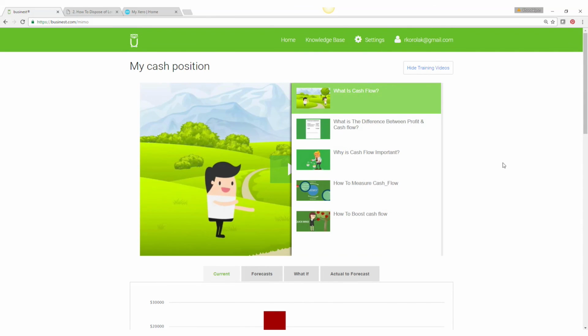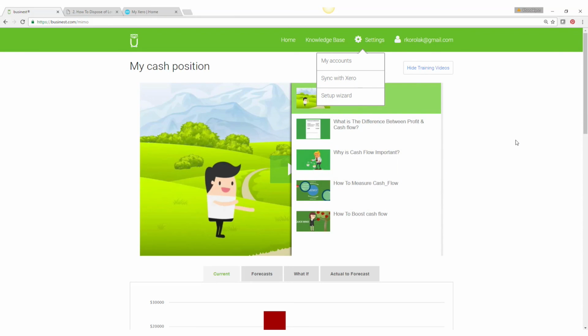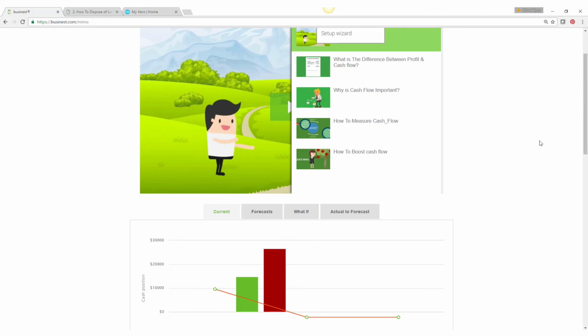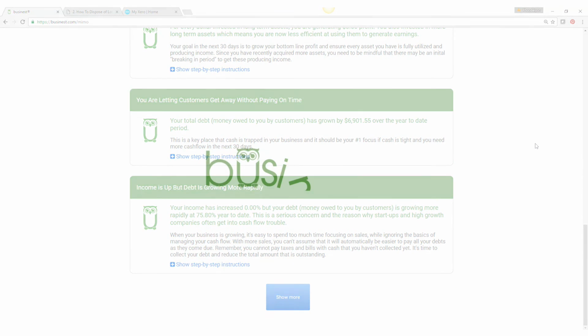If your data is not current, you will see right here below my cash position a little reminder letting you know that you need to resync your data, and all you need to do is click on Sync with Xero, and it will immediately reconnect to Xero and bring all of your new information in. You do not need to go through any of the setup procedures. All of that is always saved within the system. All you need to do is sync and authorize us to connect with Xero, and we will do all of the heavy lifting and the rest for you.